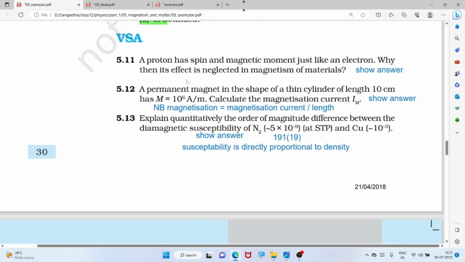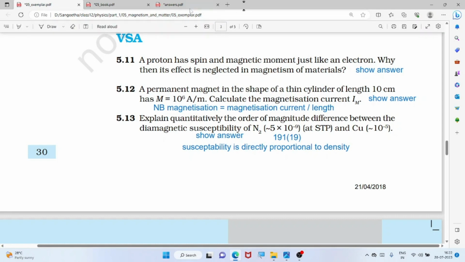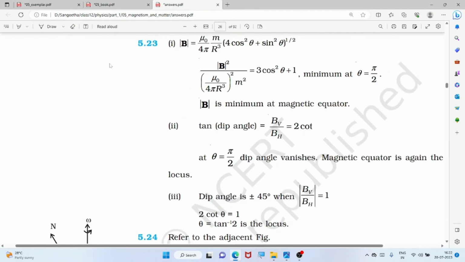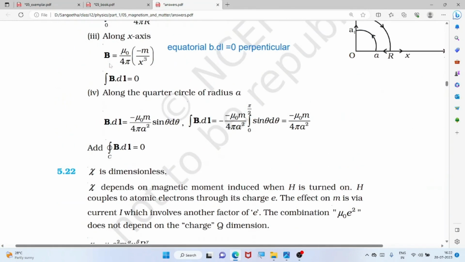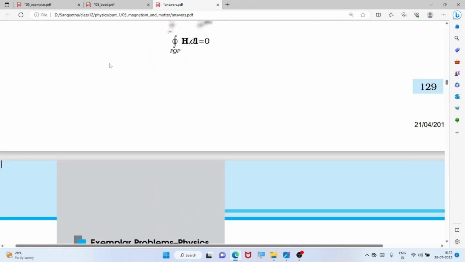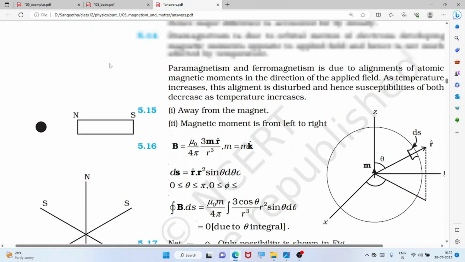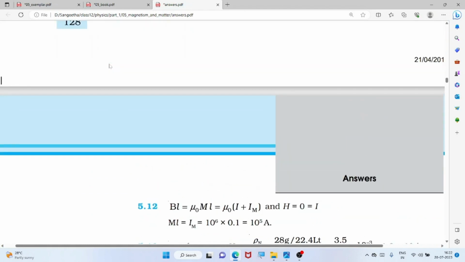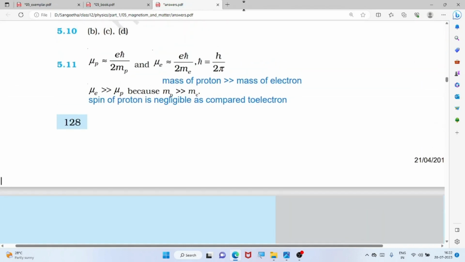A proton has spin and magnetic moment just like an electron. Why then is its effect neglected in the magnetism of materials? Because the proton has a higher mass than the electron, its spin effect is very small. See here, the mass of the proton is much greater than the electron. The spin of the proton is negligible as compared to the electron.